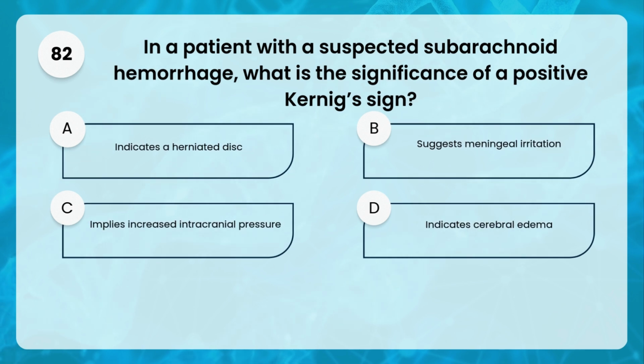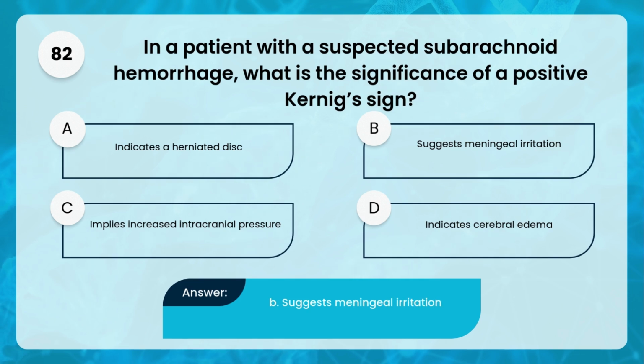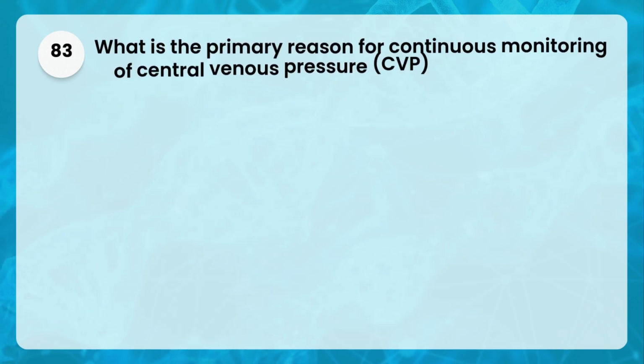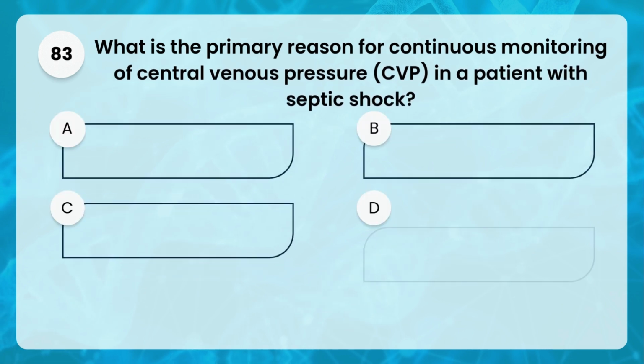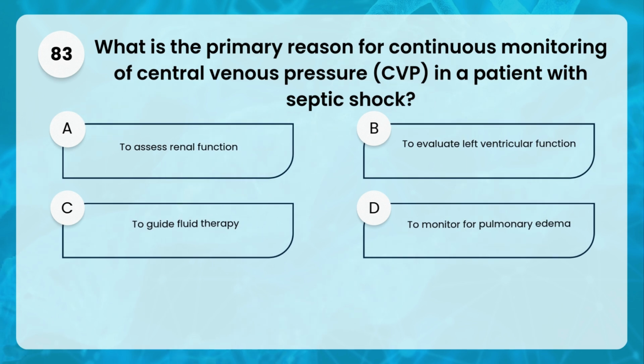82. In a patient with a suspected subarachnoid hemorrhage, what is the significance of a positive Koenig sign? A. Indicates a herniated disc. B. Suggests meningeal irritation. C. Implies increased intracranial pressure. Or D. Indicates cerebral edema. The answer is B. Suggests meningeal irritation.